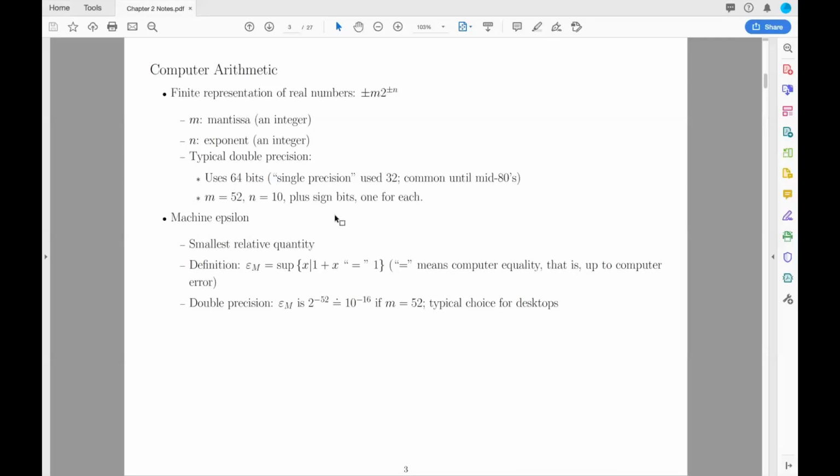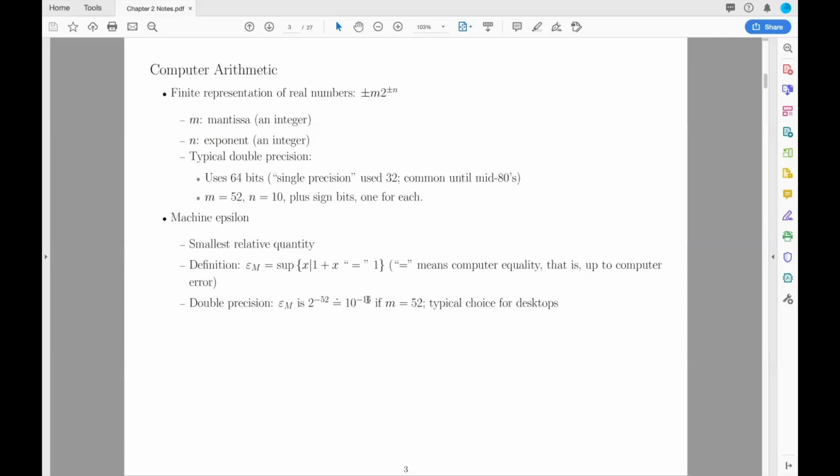Now, what does that mean? Well, it means that you can't represent arbitrary numbers. Basically, the definition of one property is epsilon m is basically the largest number which the computer thinks equals 1 but doesn't. And so epsilon m is roughly about 2 to the minus 52, 10 to the minus 16.